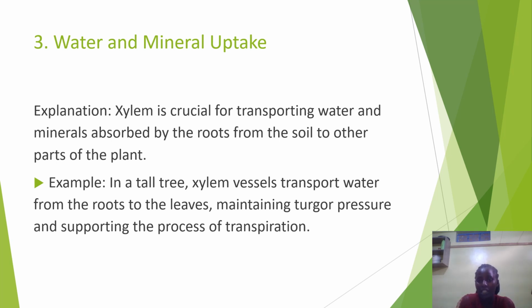Now if the humidity in the atmosphere is very low, the amount of water transpired will be very high. What have I said? I've said if the humidity is very low in the atmosphere, the amount of water to be transpired will be very high. So the rate of transpiration will be very high.